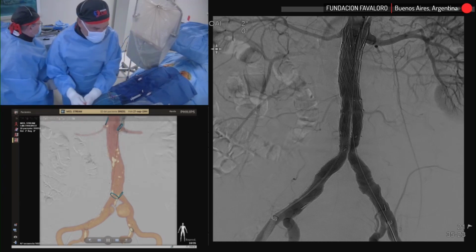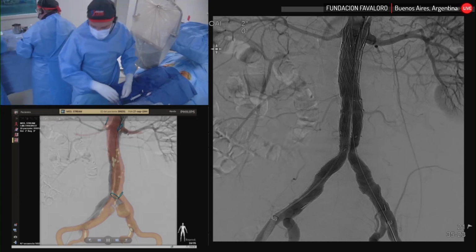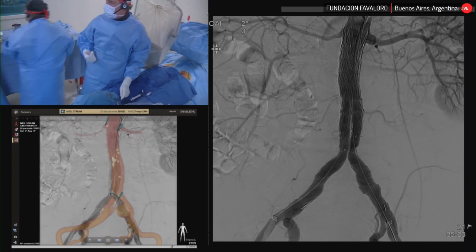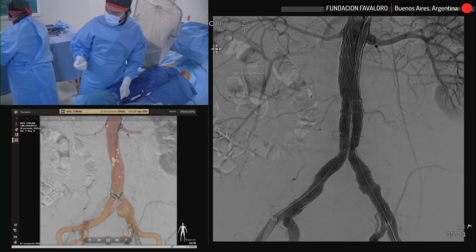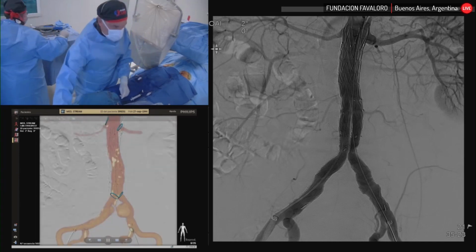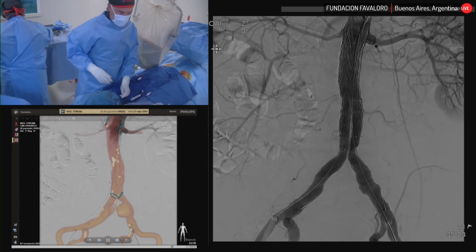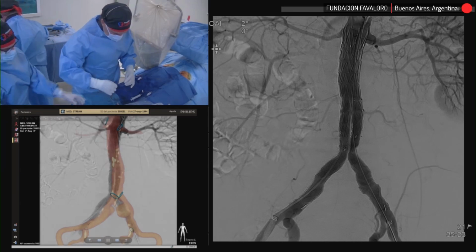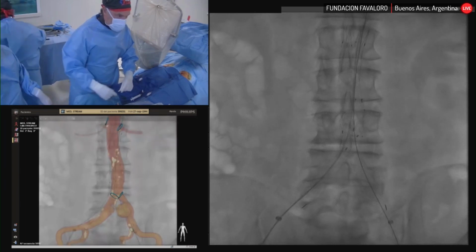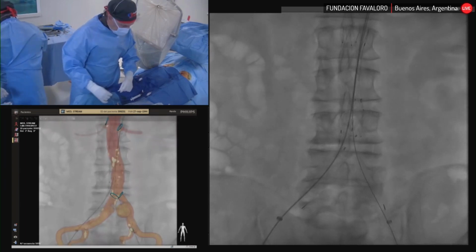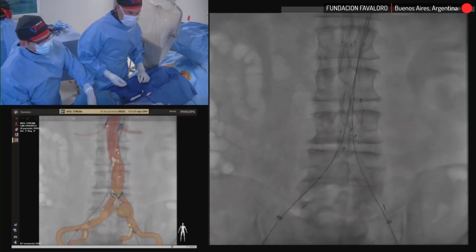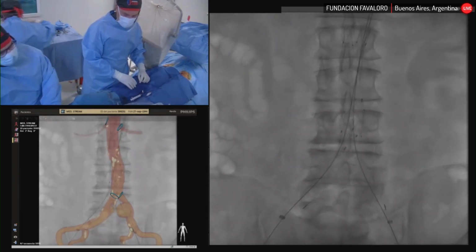We have already prepared. Gustavo can receive the balloon, and help me with the wire. I think that we can decrease the risk of branch thrombosis. Yes, absolutely. So this is the reason why we have chosen this device and not the others. So Joaquin, pulling the catheter.